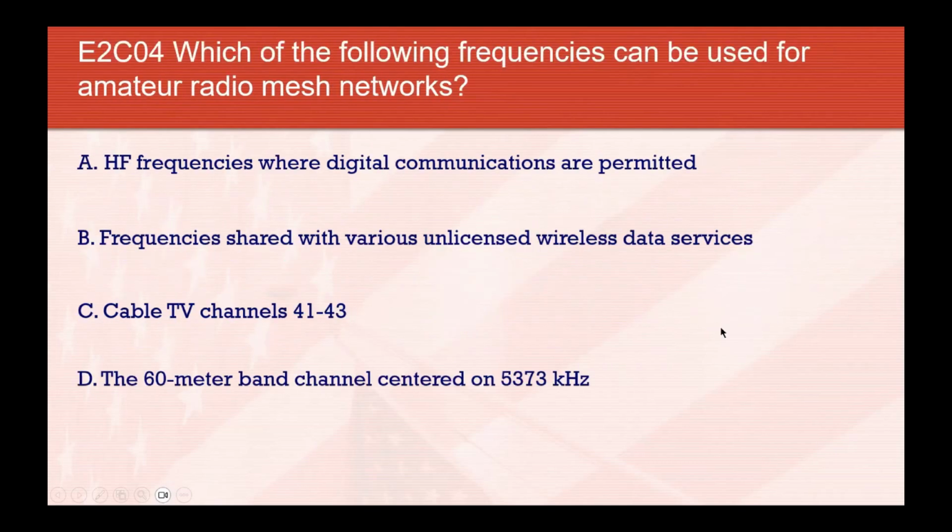Which of the following frequencies can be used for the amateur radio mesh networks? Basically, we use a lot of the things that the wireless data services use, specifically the Wi-Fi services. 2.4 gigahertz and 5 gigahertz are suspects for using for mesh.